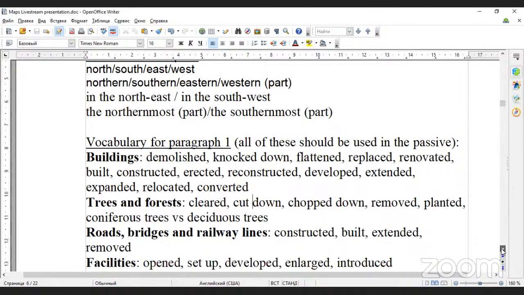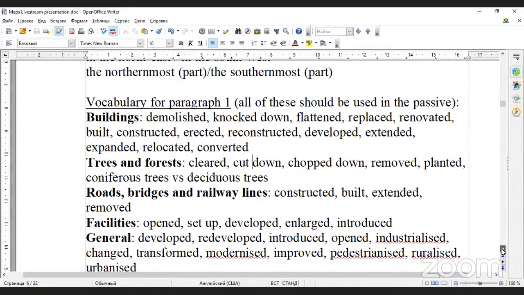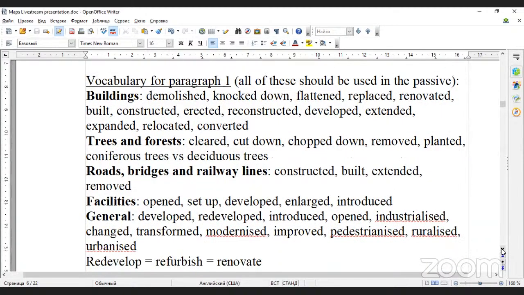Then roads, bridges, and railway lines can be constructed, built, extended, removed. Facilities can be, for example, opened, set up, developed, enlarged, introduced. And there, you can also describe some general change, like it developed, redeveloped, introduced, opened, industrialized, changed, transformed, modernized, improved, then pedestrianized. If it was a road, like with some traffic, but it became a pedestrian zone, a pedestrian precinct, then it was pedestrianized. So it underwent significant pedestrianization.